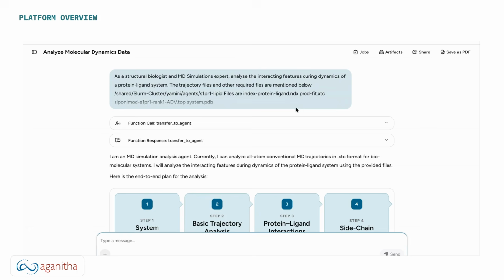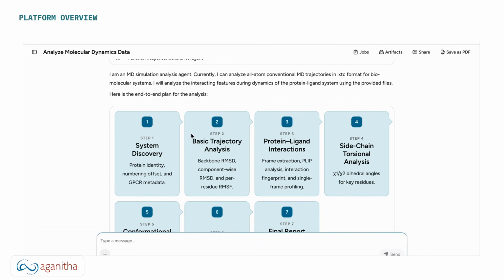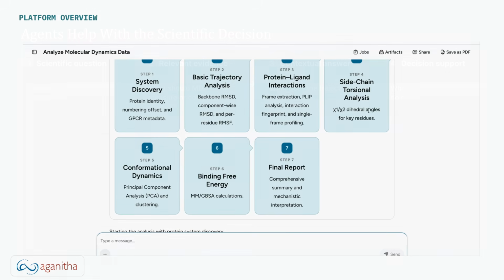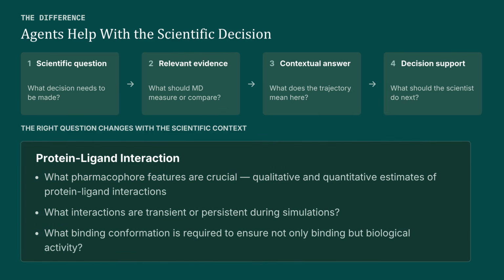When prompted with the right question, the AI harness will call the relevant skill packs, for example, protein ligand binding landscape skills in this particular case. Agents assist you in all aspects of your scientific journey as a mentor, collaborator, and critic. In this particular case of protein ligand interaction, it can help you in asking the right questions and answering.